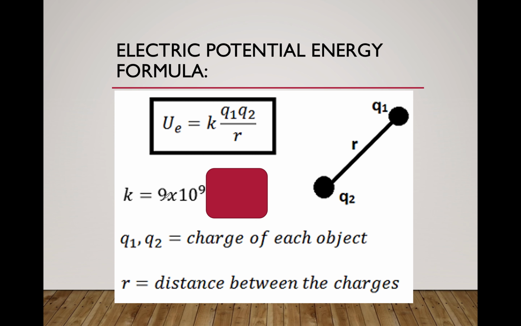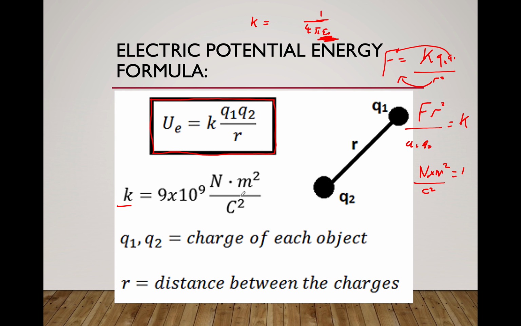K stays the same, 9 times 10 to the 9, and if you want to know the unit, it's Nm squared over C squared. How is that possible, do I hear you ask? We can just rearrange the formula and find out. We take the formula, replace the r, take away the q's, and you will end up with this rule over here: Fr squared over q1q2 equals k. The unit for F is newtons, the unit for radius is meters, and of course it's meters squared because it's r squared. And then we have q1 times q2, which is coulomb times coulomb, coulomb squared. That's the unit for k.